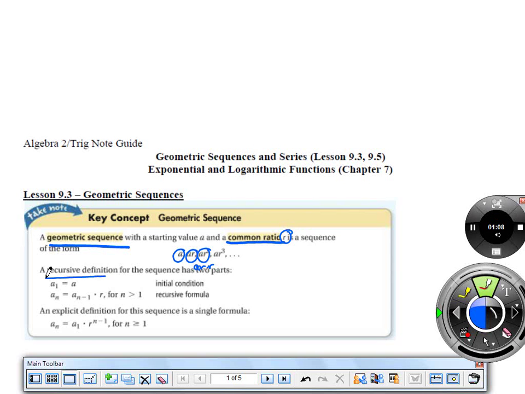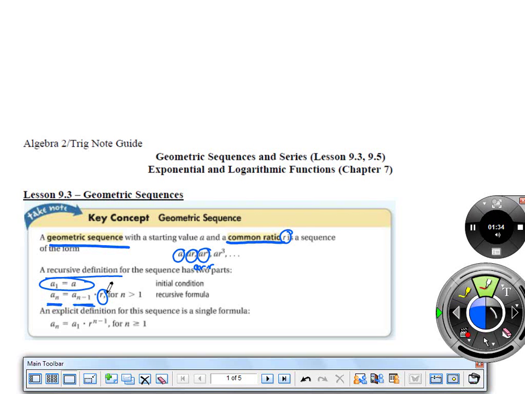Some of the vocabulary here is the same. We have recursive definition. A recursive definition is telling someone how to get the next term based on the previous one. So you have to give them the first term. Otherwise, they wouldn't know where to start the list or the sequence. Then, to get the nth term, you take the n minus 1th term. Remember, that means the term before it. And you multiply it by R.